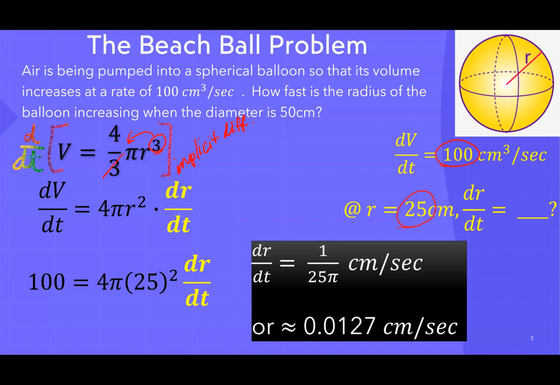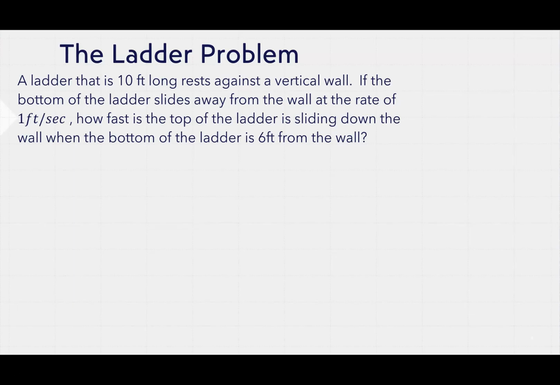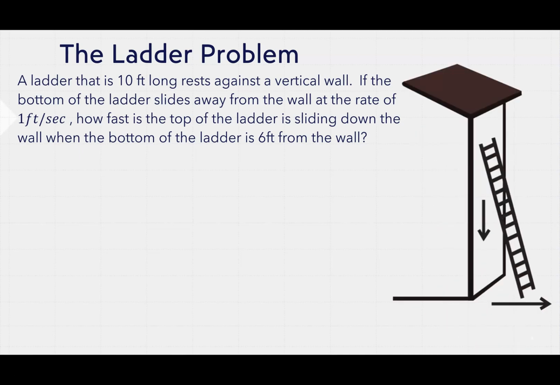Okay, so here is another problem, and we'll call this the ladder problem. This is number 2 in your note handout. The ladder that is 10 feet long is resting against a vertical wall. So what's going on with this ladder? As the bottom of the ladder is sliding out, the top of the ladder is sliding down vertically, right?